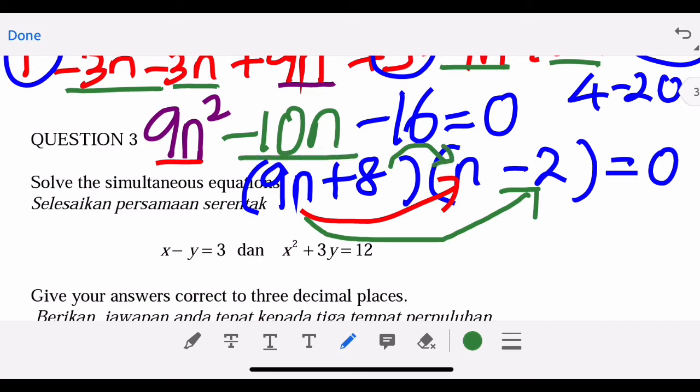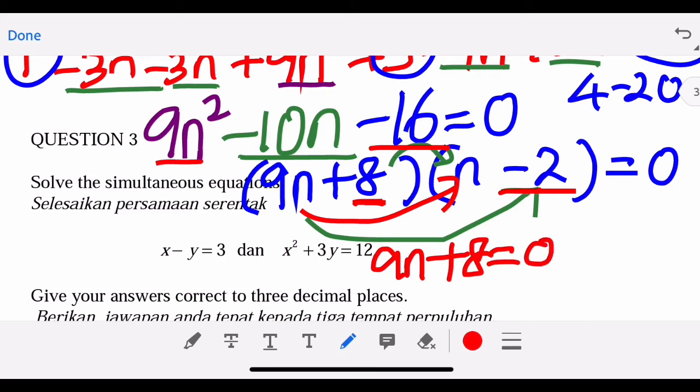Then finally I will check my number, multiply. Am I getting the negative 16? Yes. So it seems like the factorization is complete. I'm sure you can do it, because you can use a calculator. So no problem, you can use your calculator.